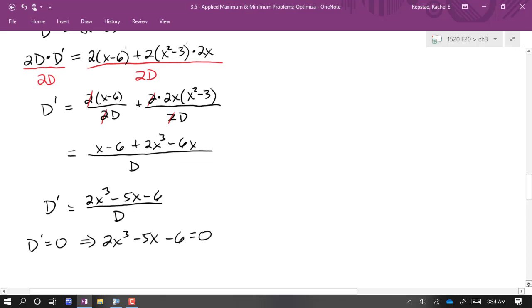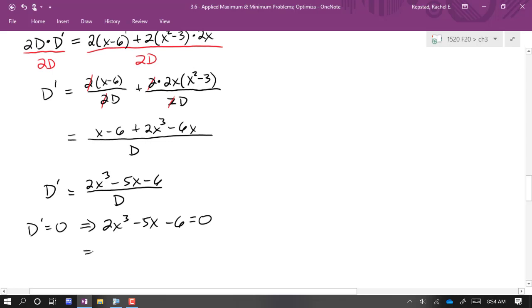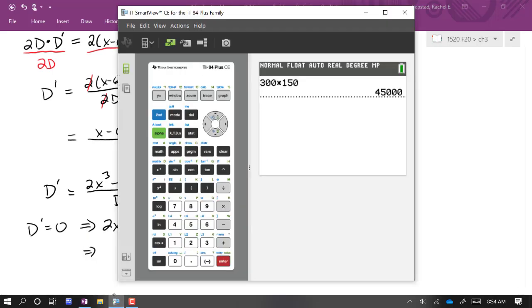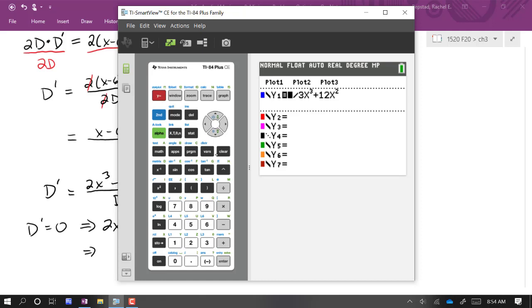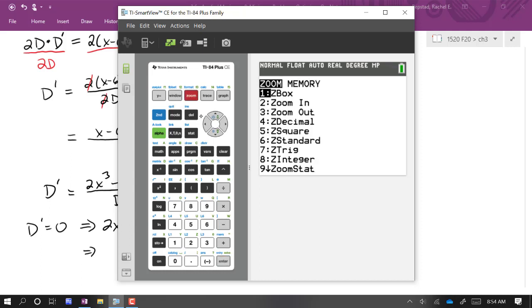I want to solve that cubic, and I'm going to do this by graphing it on the calculator. 2x cubed minus 5x minus 6. I'll start by looking at it on the standard window.